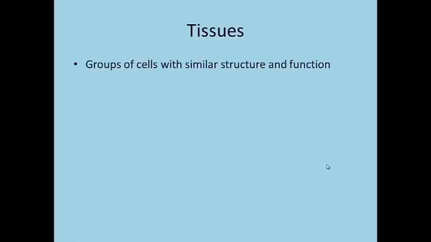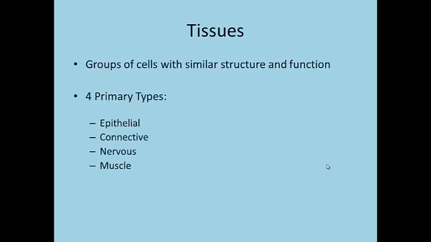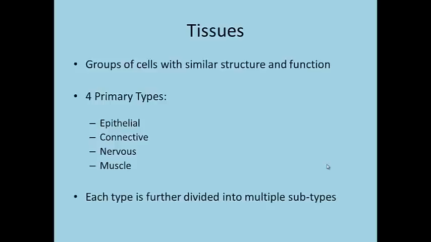Now, you should recall from lecture that tissues are going to be groups of cells that share both similar structure as well as similar function. And we're going to be looking at the four primary types today, starting with epithelial tissue, also connective tissue, nervous, and muscle tissues. And recall that each of those primary types is going to be further subdivided into multiple subtypes. So we'll have plenty to look at in the microscope today.